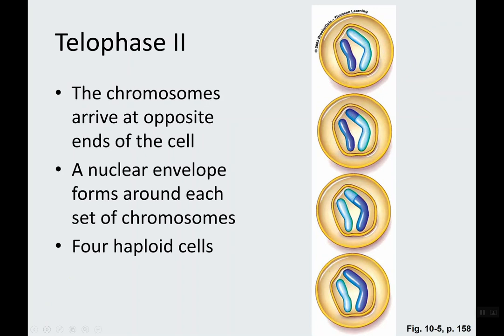During telophase 2, the chromosomes arrive at opposite ends of the cell, and the nuclear envelope forms around each set of chromosomes, and the end result is 4 haploid cells. So note, from an initial tetrad of 4 sister chromatids, we've got relatively unchanged ones, some in the other direction, and then 2 that have recombined and crossed over.